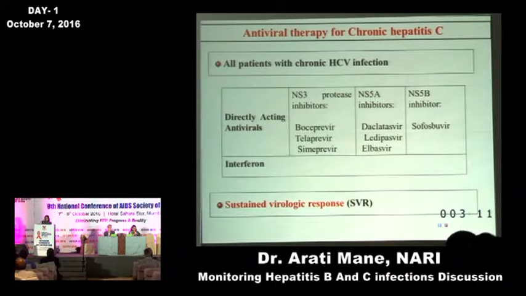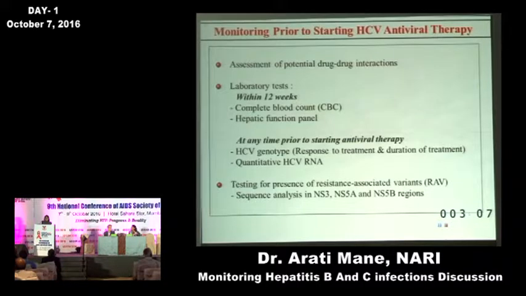after completion of the therapy for 12 or 24 weeks. Now, for monitoring before starting hepatitis C treatment, initially assessment for drug-drug interactions has to be seen, while the laboratory monitoring includes the usual hepatic panel and the complete blood count. Then in addition to this, very important, we have to do the HCV RNA, a quantitative test, and then the genotype of HCV has to be determined.